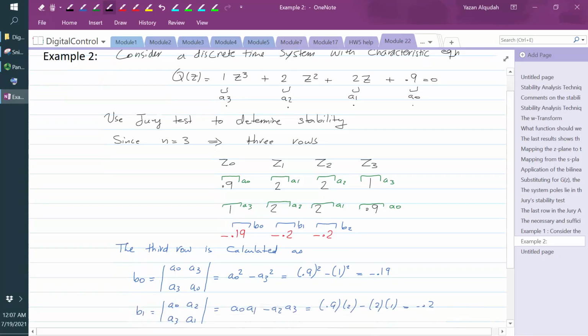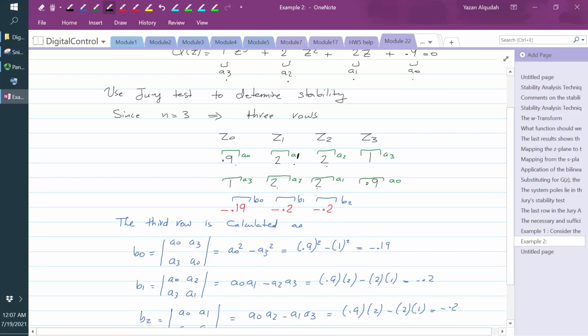So we're going to start by writing the first row, 0.9, 2, this is A1. Unfortunately they have the same number, but that's why we have them labeled here. This is A1, this is A2, and this is A3, which is 1. Then we're going to rearrange these in reverse order: 1, 2, 2, and 0.9.